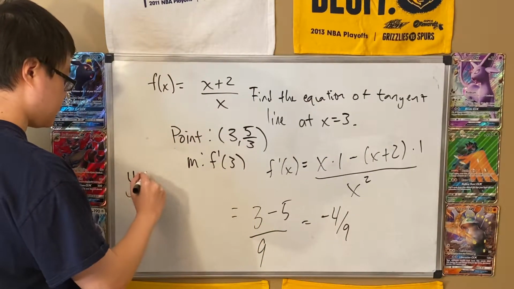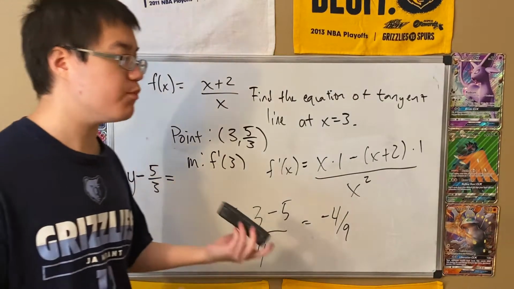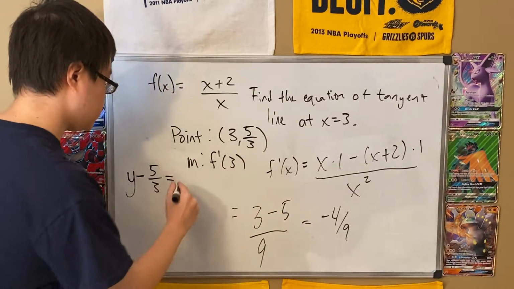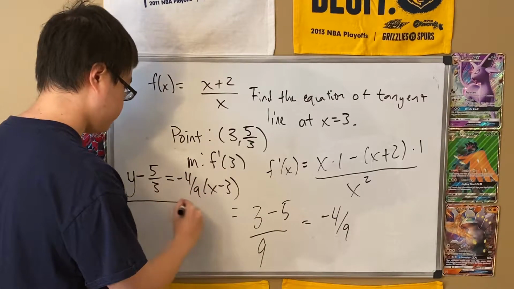It's going to be y minus the y coordinate, 5/3. Point slope form is just slope, basically. Negative 4/9 is going to be the slope, x minus 3. So this is my answer.